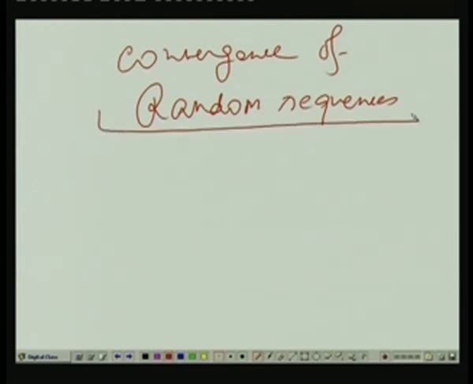You know, given a random sequence, finding out a notion of its convergence is a fundamental problem in the theory of probability, as I told in the beginning. So, we again try to develop these notions using the Chebyshev inequality and related concepts here.